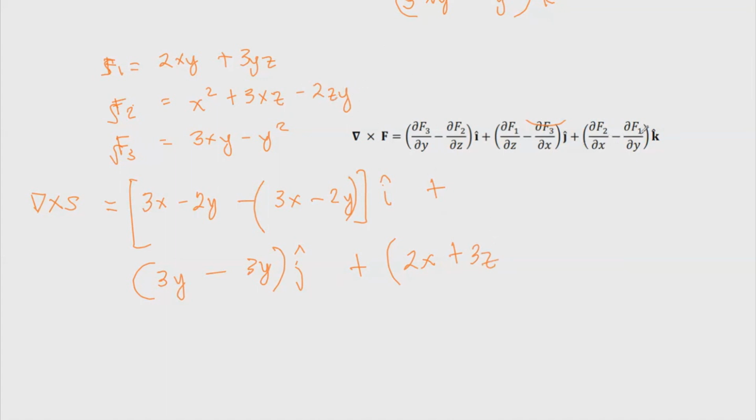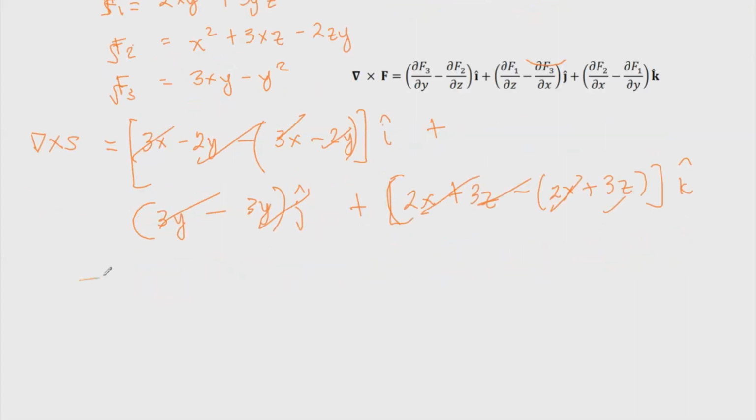And then we have partial of F1 with respect to Y. So with this, with respect to Y, that is minus of 2X. And then this one is with respect to Y, so that is plus 3Z. Okay. So with this, as you can see here, we can just cancel this out, and this one, and also this one, and then the rest. Okay. Which leaves us the curl of S.